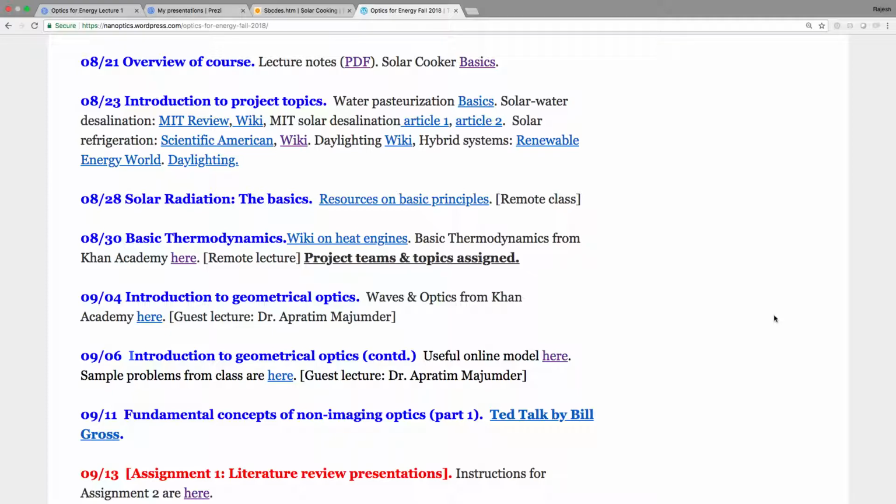Next week, we'll have some starting lectures on solar radiation, some basic understanding of the thermodynamics of sunlight, and some basic thermodynamics. Of course, I will also put lots of links with resources, so you can click on them, and there's a lot more material there, and I'll probably add more things to it.